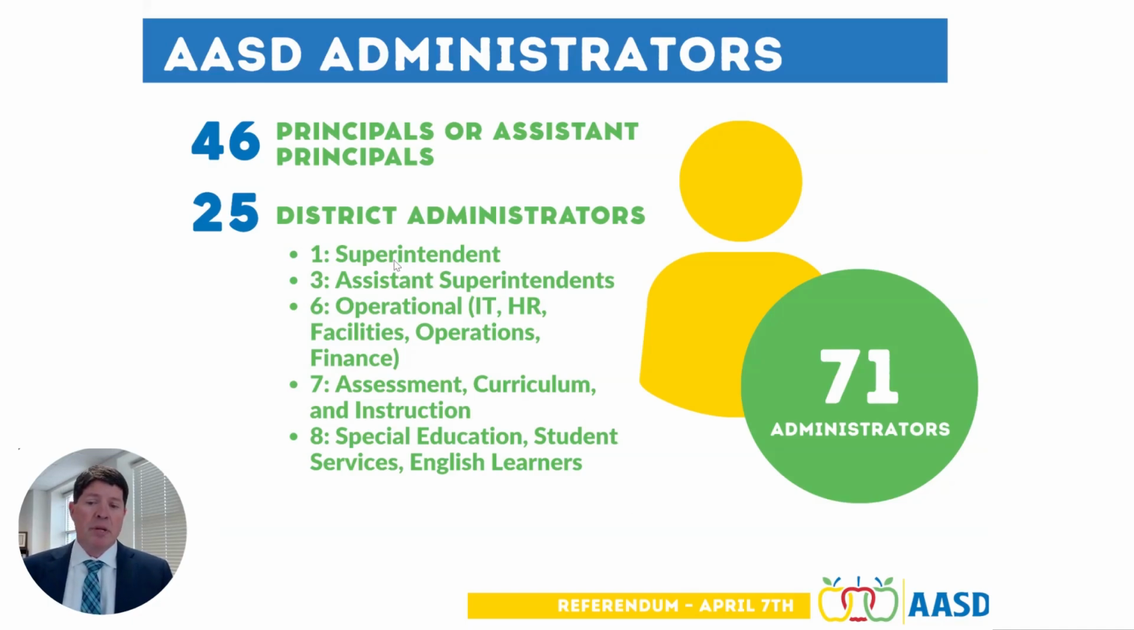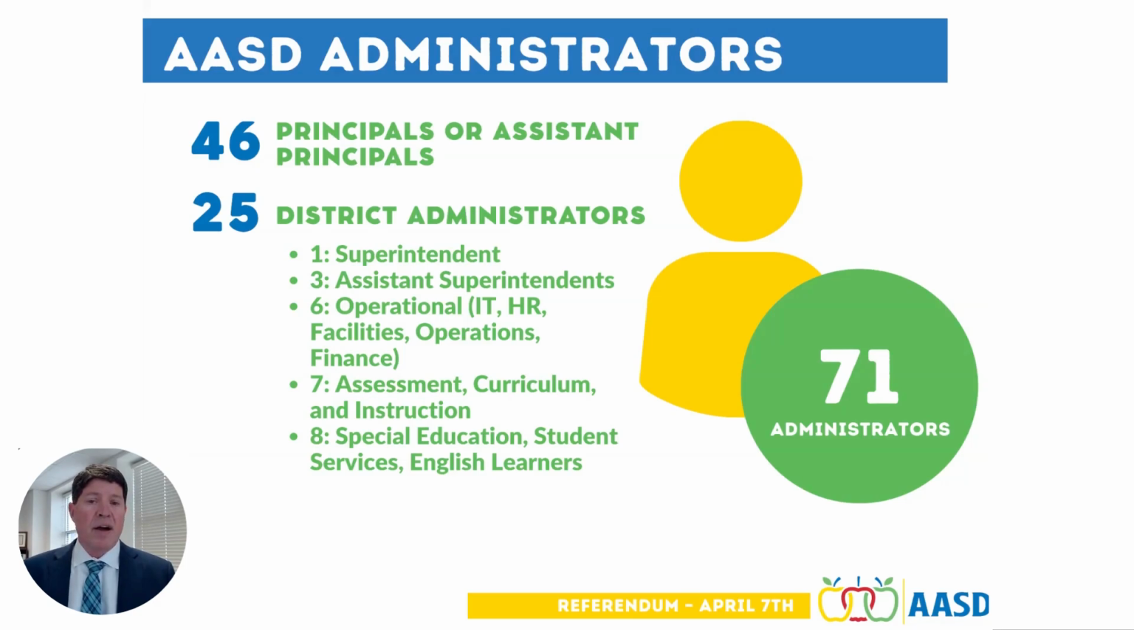And those 25 district administrators, obviously, I'm one as a superintendent. We have 3 assistant superintendents, and one works at each level. So one works at elementary, one at middle, and one at high school. And then they also have several other duties that go with their role and support the district. And so those are 3 assistant superintendents. We have 6 administrators working in what would be considered operational. One oversees our tech services department, IT. We have 2 in human resources. We have 1 in facilities, 1 in operations, and 1 in finance.